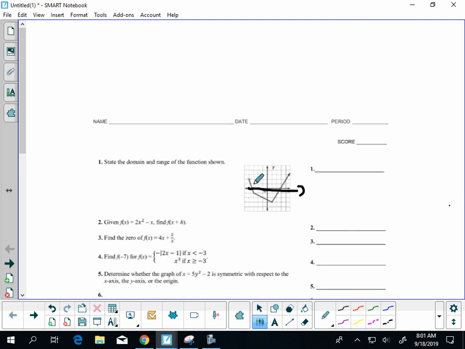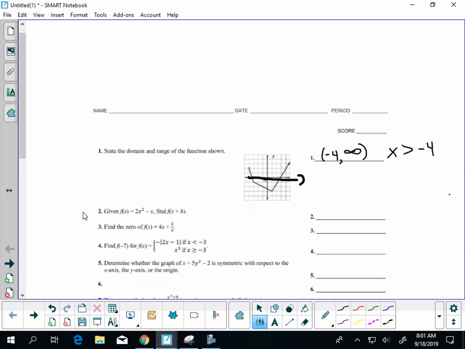1, 2, 3, 4. So it's going from -4 to positive infinity. If you wanted to, you could have also written that as x is greater than -4. I did not put an equal sign because there is an open dot right there.